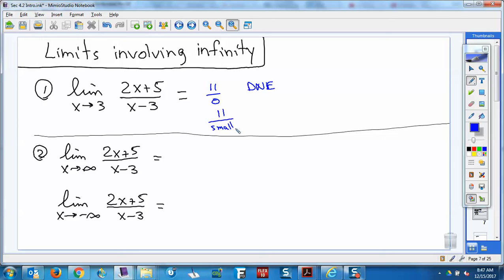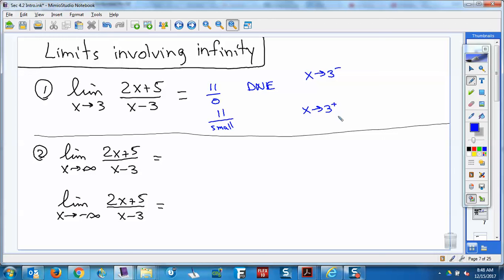So what we have here is not really 11 divided by 0. What we have is 11 divided by something really small. And that's why we get something really big, and that's why it's a vertical asymptote. That's why it's big. Okay, that's what's going on. All right, so now what you have to do is you have to say, okay, x approaching 3 from the left and x approaching 3 from the right.